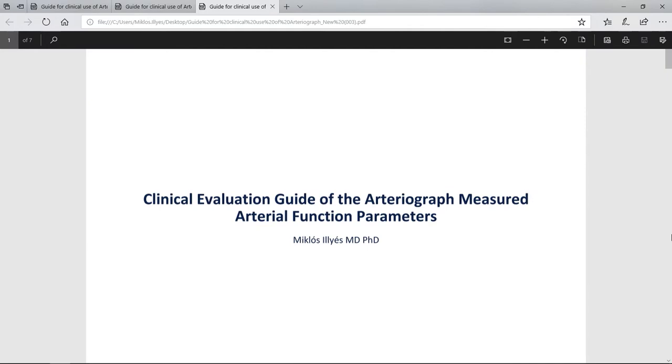Ladies and gentlemen, my name is Miklós Ilyes. I am the president of the Hungarian Society of Arterial Stiffness, and I have been using Arteriograph for more than 10 years. In the following, I would like to share my experiences on how to evaluate the measured arterial stiffness parameters with Arteriograph.